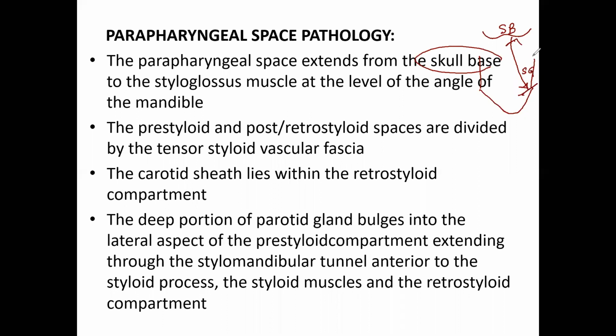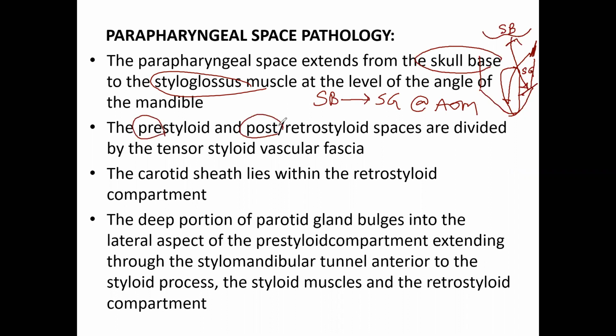Where does styloglossus actually lie? So this is the styloid process. For example, if you think at the skull base, from there till the tongue level, it will be coming. So skull base to styloglossus at the level of angle of mandible. This is the extension of our parapharyngeal space. It has got pre-styloid and post-styloid. As it is related to the styloid process only, based on that, here is the styloglossus muscle.